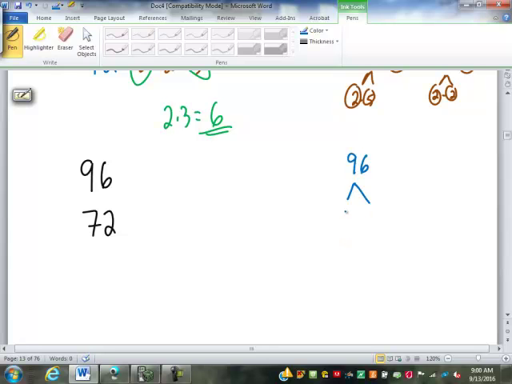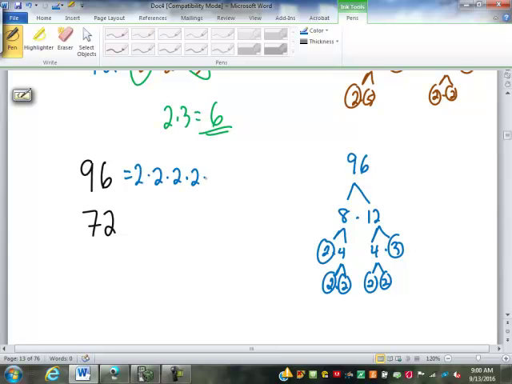So like 96, looks like 8 times 12 would work. 8 is going to split into 2 times 4. 4 will split into 2 times 2. 12 will split into 4 times 3. 3's prime. 4 splits into 2 times 2. So for 96, I have 2 times 2 times 2 times 2 times 2 times 3. Got 5 2's in there.